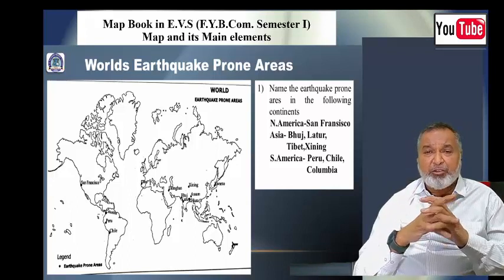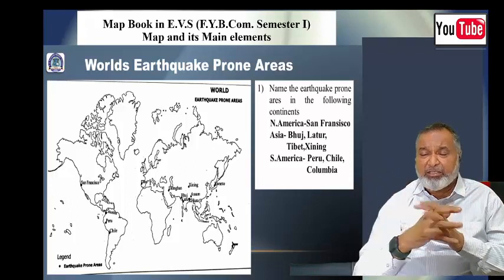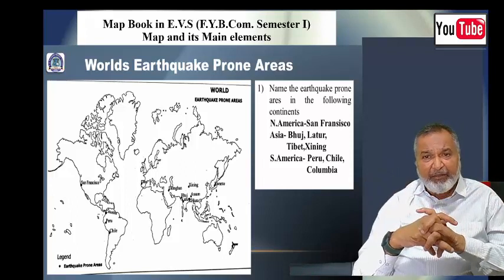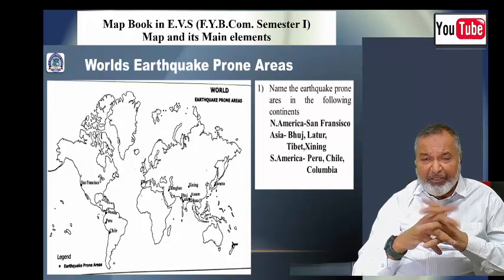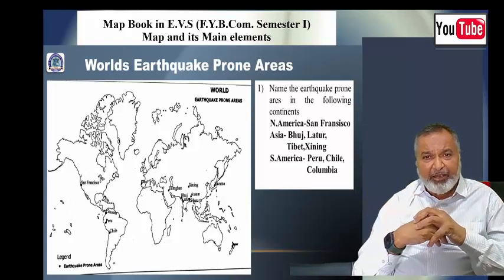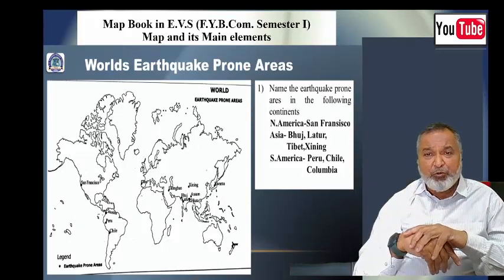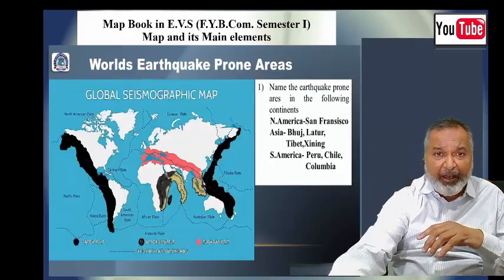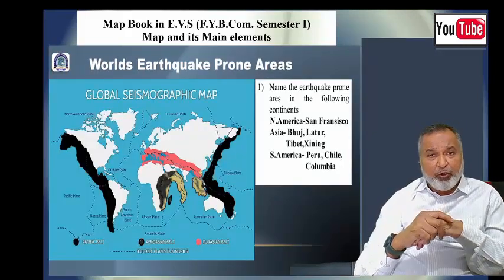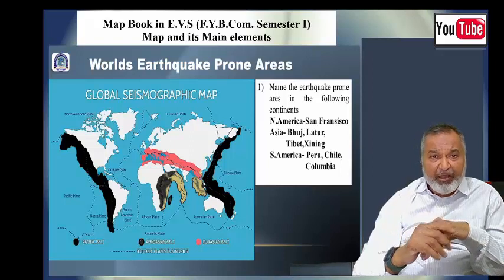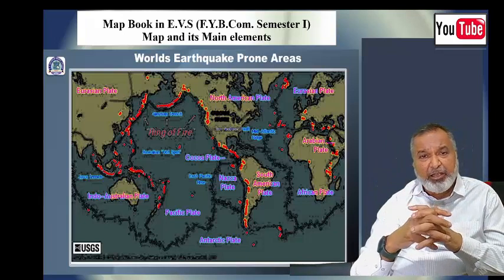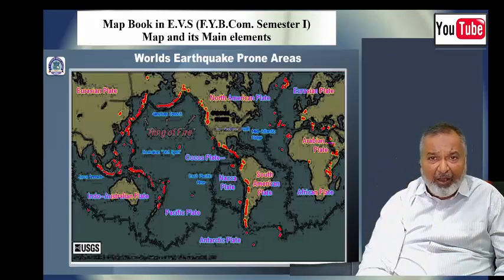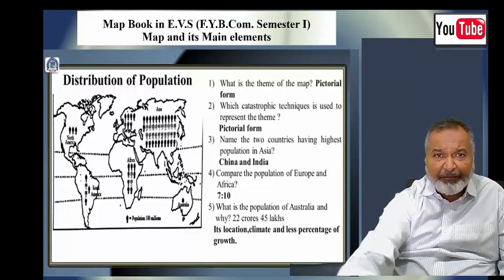Then in Asia, we know Bhuj and Latur, two places in India. Tangshan and Xingtai are in China. There's Nepal also, where an earthquake happened this year, which we have seen. Then in South America, Peru, Chile, and Colombia. And this is the global seismographic map, where we call it the Ring of Fire. Another map is there, where you can see the plate tectonics and how the Ring of Fire has been shown.